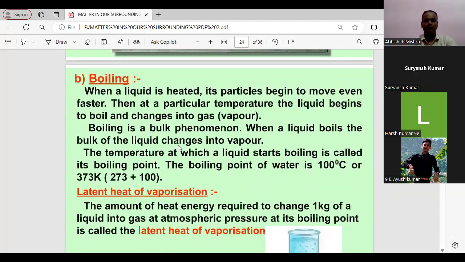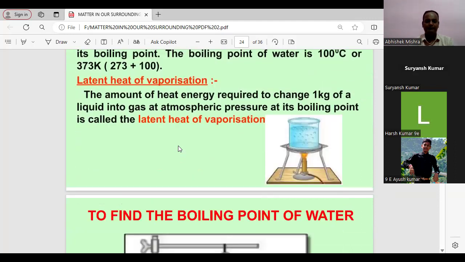Again, boiling: when the particles are heated, they begin to move even faster. At a particular temperature the liquid is converted into vapor, and that temperature is called the boiling point. The value is 100 degrees centigrade. And again, the latent heat of vaporization is similar to the latent heat of fusion, the only difference being the change of state. It is the amount of heat energy required to change 1 kg of liquid into gas at atmospheric pressure.